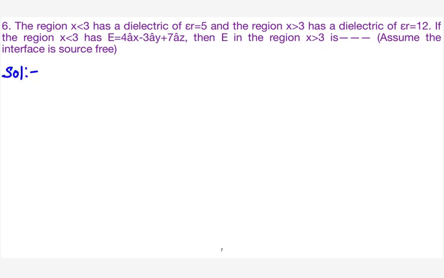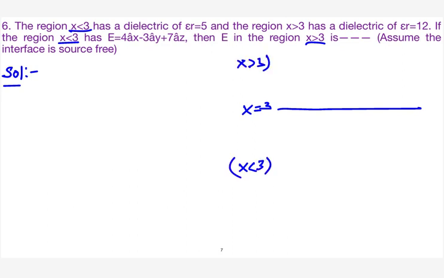So he is talking about two different mediums. One is at x less than 3, other at x greater than 3. Which means that there is an interface located at x is equal to 3. So consider this is your x less than 3 and this is your x greater than 3. Okay, this is your medium 2 and this is your medium 1.